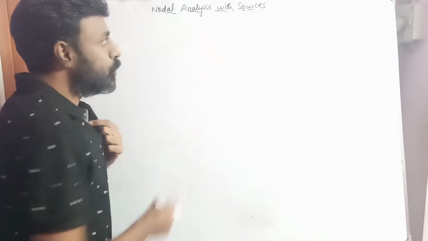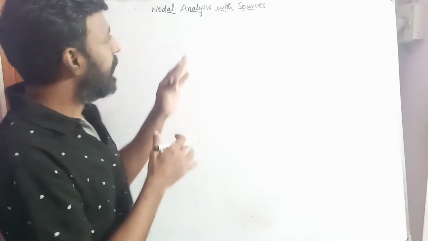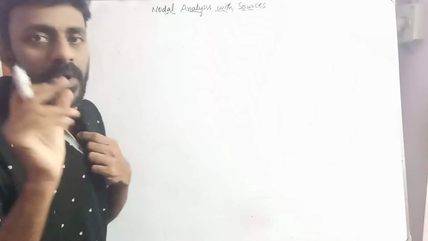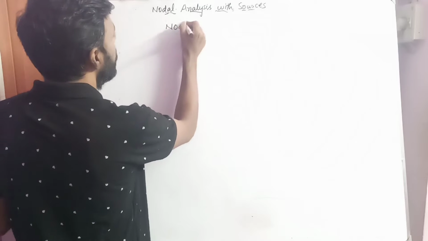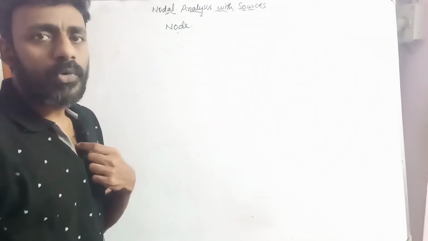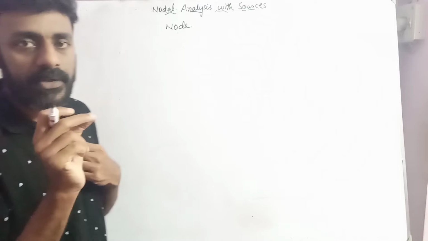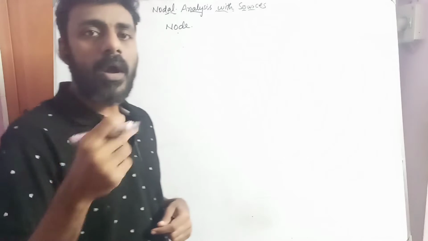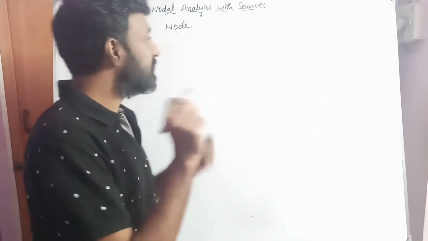Before getting into the entire lecture, first we'll analyze what is meant by a node. Node, N-O-D-E. A node is a point in a circuit. It is a junction point where two or more elements are joined together. That is called a node.